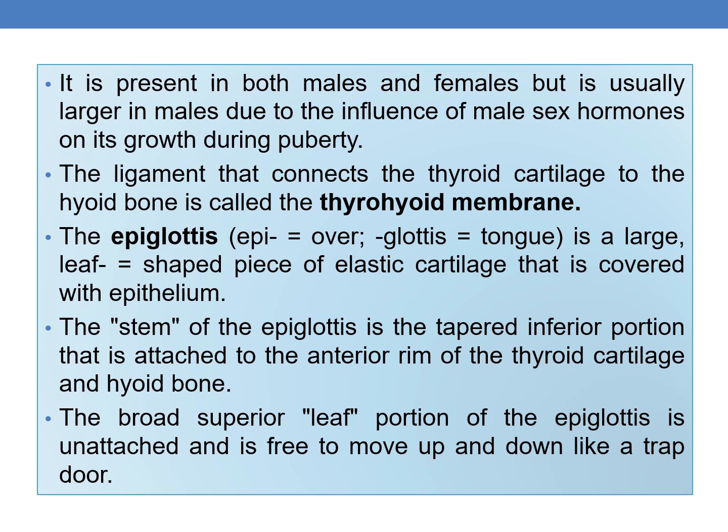Next is the epiglottis. Epi means over, glottis is tongue. It is a large leaf-shaped piece of elastic cartilage that is covered with epithelium. And the stem of the epiglottis is the tapered inferior portion that is attached to the anterior rim of the thyroid cartilage and hyoid bone. The broad superior leaf portion of the epiglottis is unattached and is free to move up and down like a trapdoor.